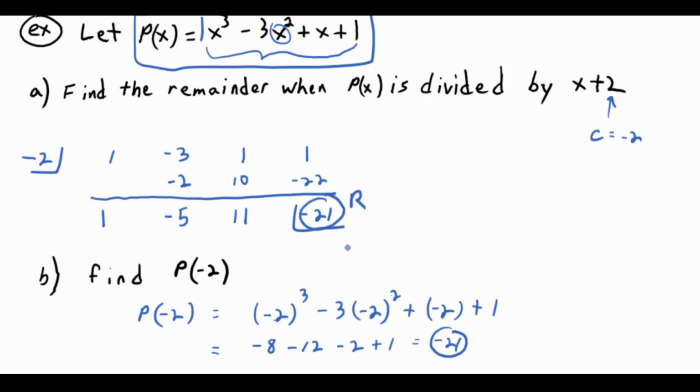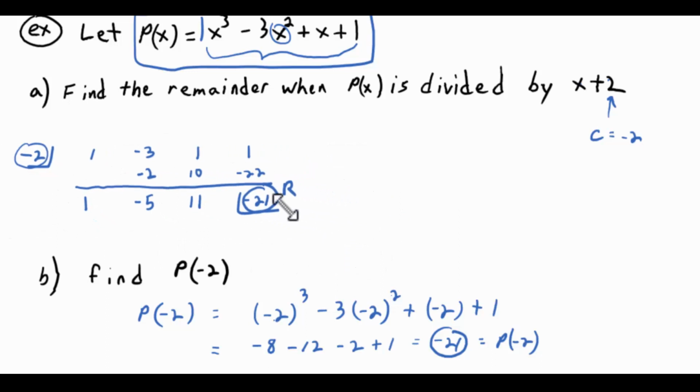Hey, guess what? The remainder is the same as P of negative 2. The remainder upon division by x plus 2, where c is negative 2, is P of c. That's the remainder theorem. Okay? Now, why would that be true? Is that like magic? Almost. No. What's the check on division say? I can more or less prove it to you with this one example.